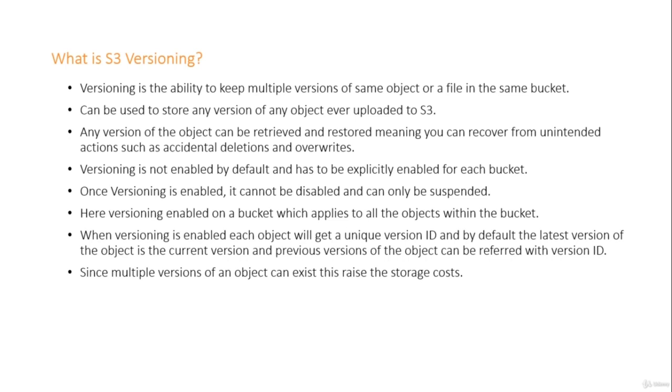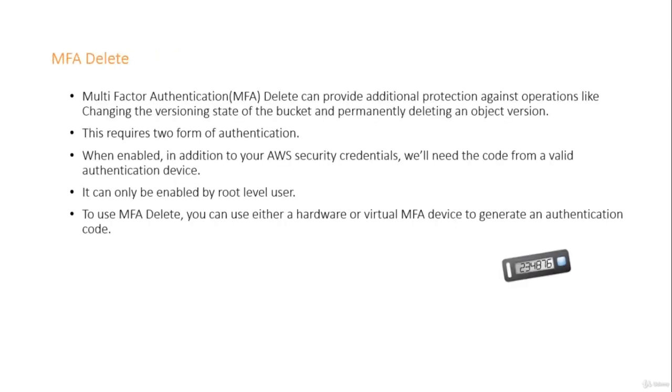Versioning is not enabled by default. It has to be explicitly enabled for each bucket. And once versioning is enabled, it cannot be disabled and can only be suspended. Once the versioning state is enabled, all the objects in a bucket will remain versioned and they are provided with a unique version ID.